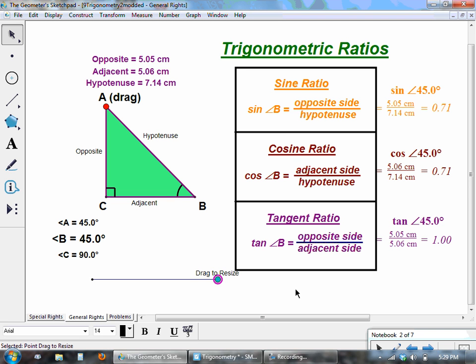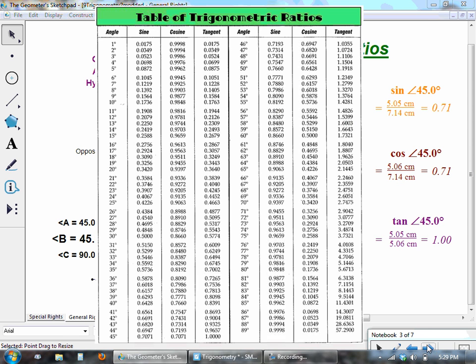Okay? Now, 45, 45, 90, 30, 60, 90, those are our special cases, right? All right triangles will always have the same ratios. The sine of 39 will always be the sine of 39. The sine of 45 will always be 0.71. The cosine of 45 will always be 0.71. And I can find all those values in something called a trig table.